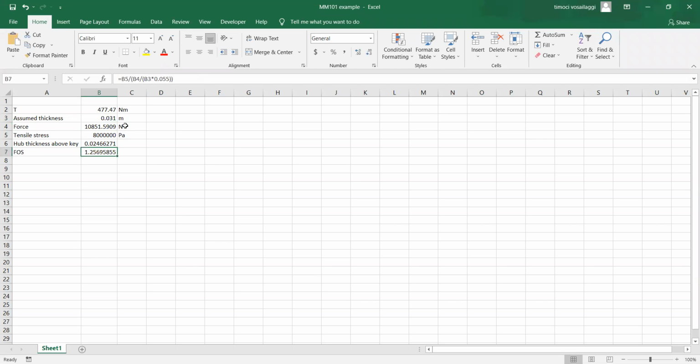A factor of safety is just your yield stress divided by your force divided by your assumed thickness multiplied by your length of the key. So yield stress divided by working stress.